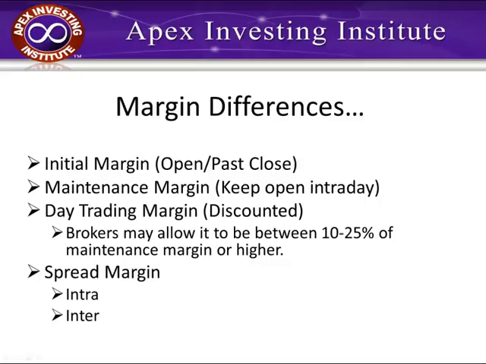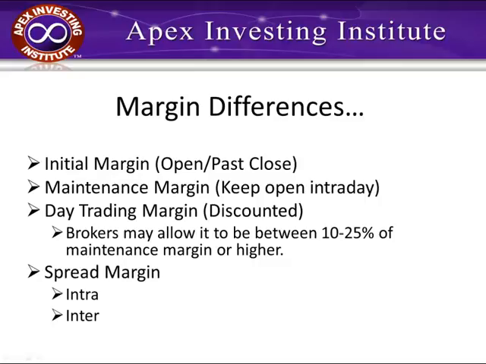Now day trading margin is discounted. Some brokers offer it, some don't, and some offer 25%. Some offer 10%. Let's say the margin was $5,000. One broker may let you have it for $1,250. Another broker may let you put up only $500 to make the exact same trade. So that may be one of the factors in your decision of which broker to use. Definitely, if you're day trading, you want one that gives you a day trading break.